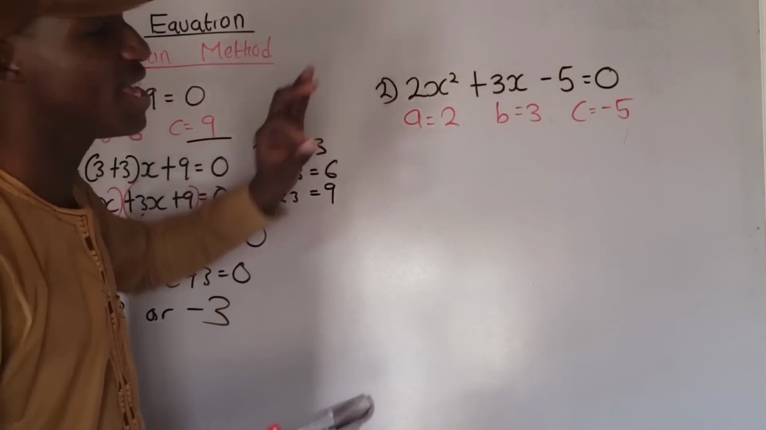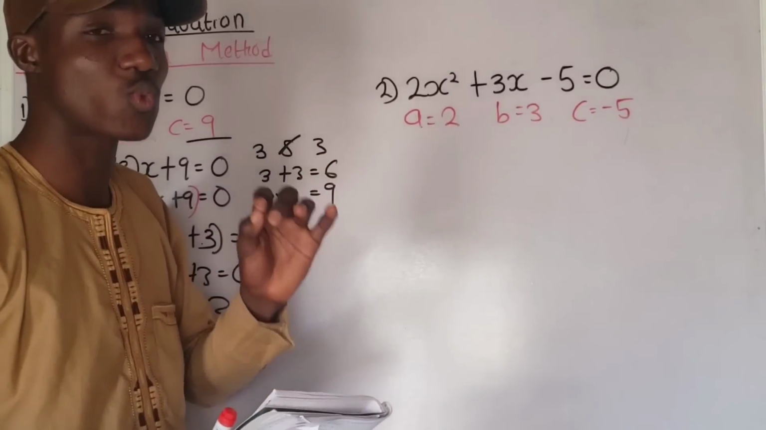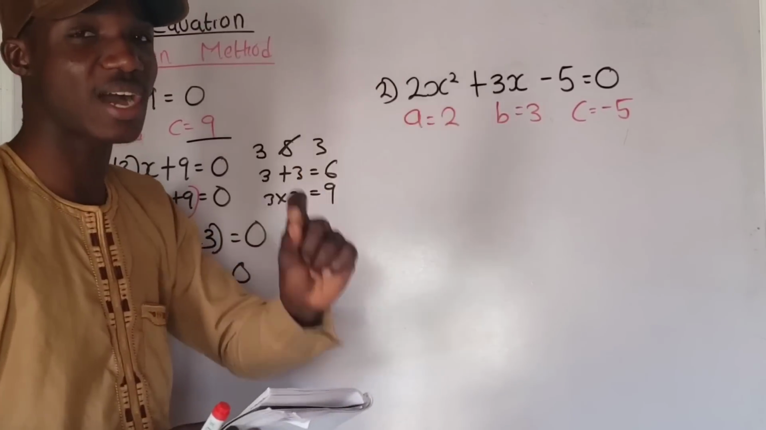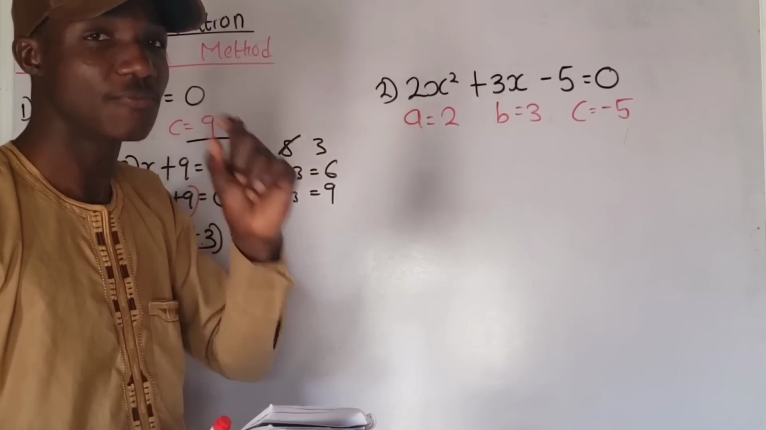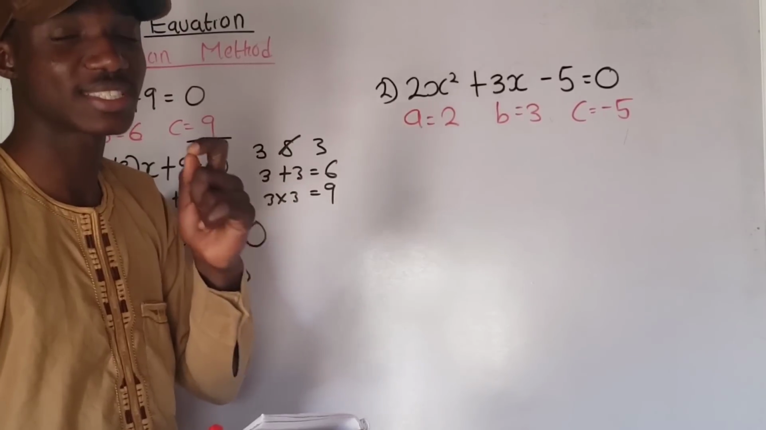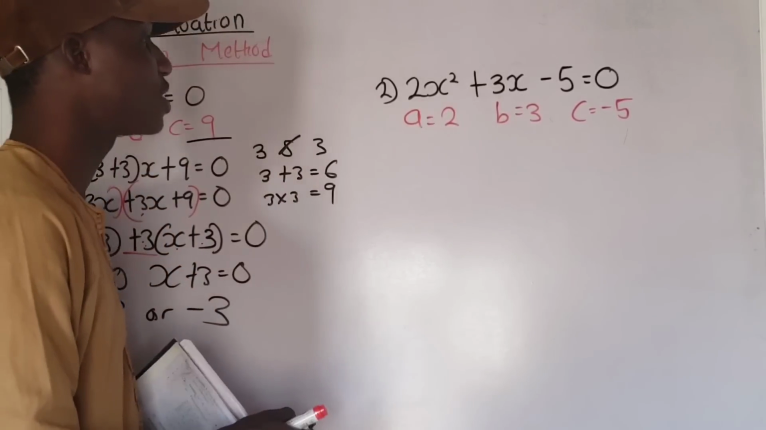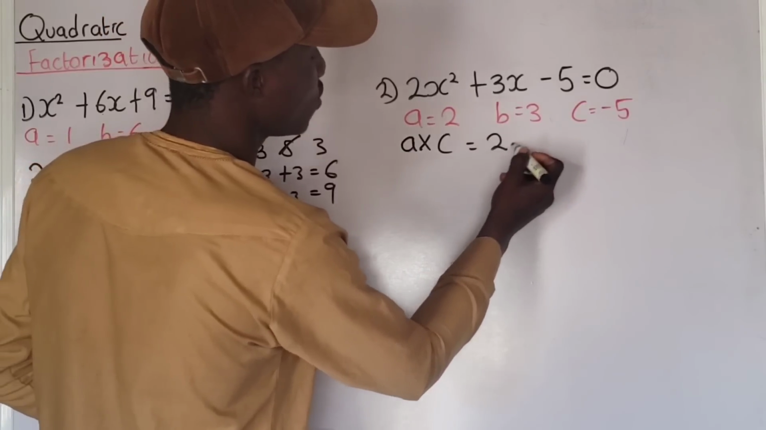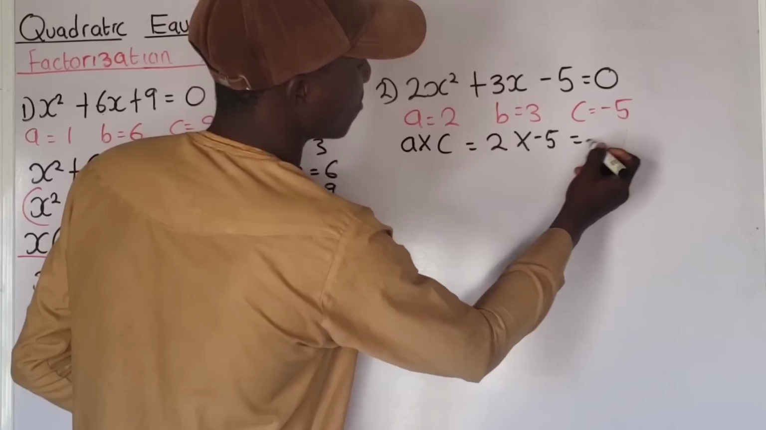Now, because a is not unity, that is a is not 1, we have to first take the product of the first term and the constant term. The first term is a and the constant term is c. So here I'm going to have a multiplied by c. A multiplied by c equals 2 multiplied by negative 5. Here I'm going to have negative 10.